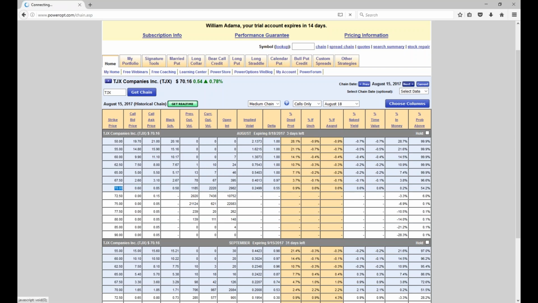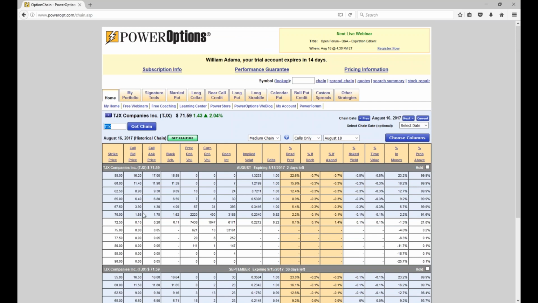And then what happened the next day? Well, it went up $1.43. So this is looking pretty good. Made about 100% return. We could sell it for about $1.55, $1.60. It's about a 110, 115% return. But we still have 2 days remaining. So we're on Wednesday. The stock moved up. The 70 strike call is looking pretty good at 110% return.